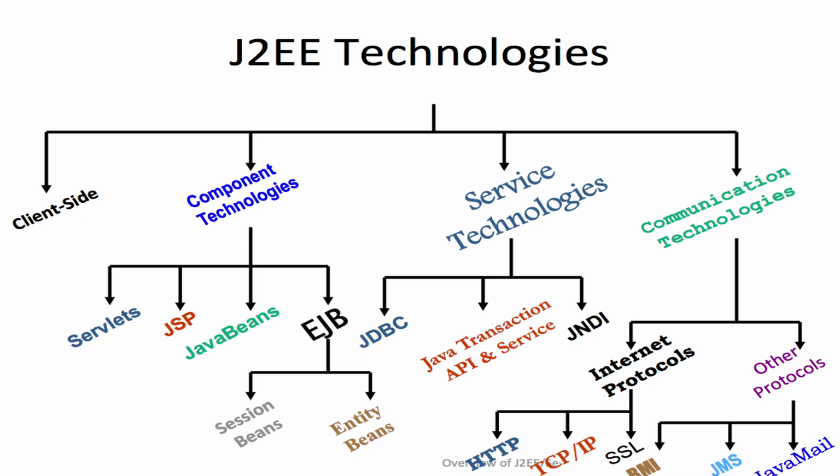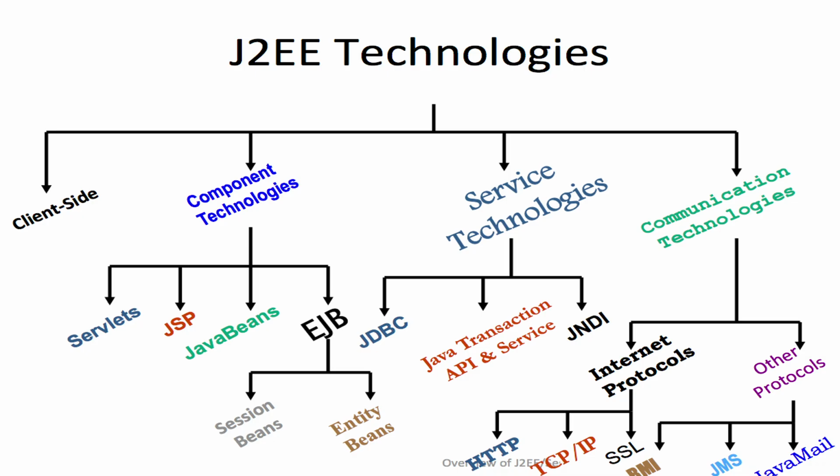So these three protocols, HTTP, TCP/IP and SSL are internet protocols, and many other protocols we can use under this communication technology, like RMI, Remote Method Invocation, Java Messaging Services, Java Mail, etc. So the combination of all these technologies, and in recent times we have even more technologies than this bunch, is called J2EE technology.